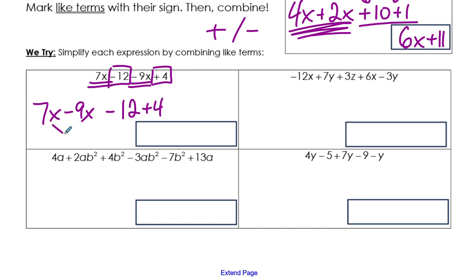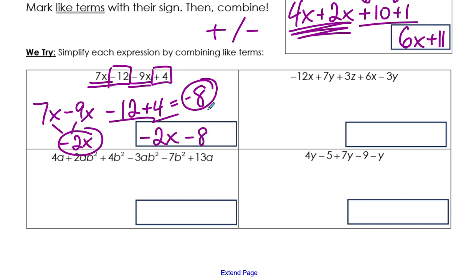And then combine them. 7x minus 9x, that is -2x. -12 plus 4, this part equals -8. When I write my final expression, I'm putting these two together with the sign that's in front of them. The order actually doesn't matter. -2x minus 8 or -8 minus 2x, these are identical.